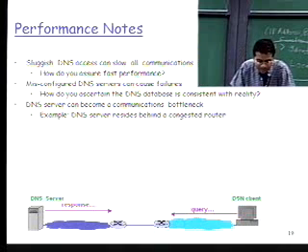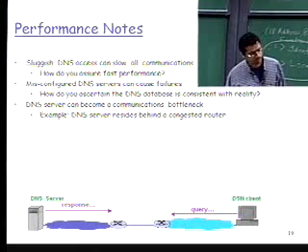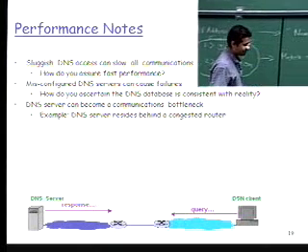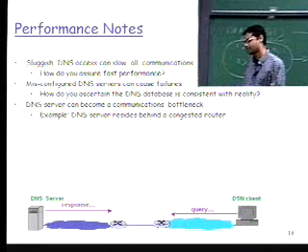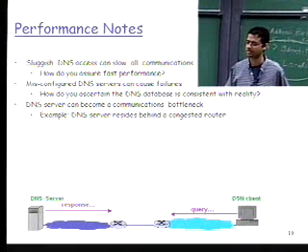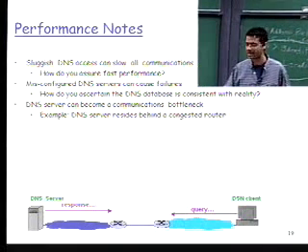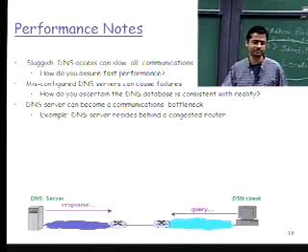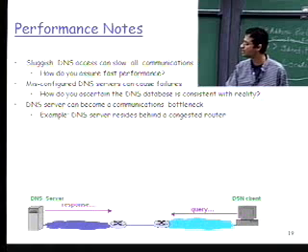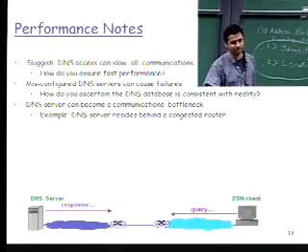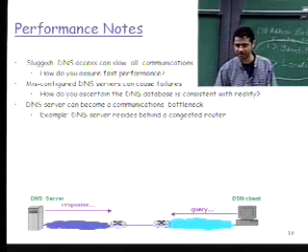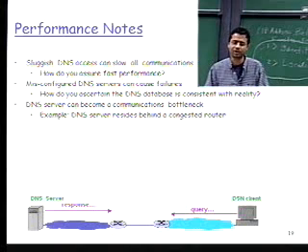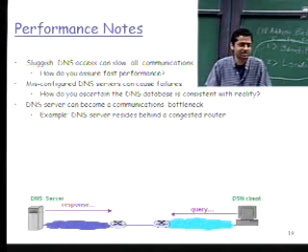DNS servers also become communications bottlenecks. Often people have measured that when you're doing web browsing, the maximum amount of time is spent resolving a host name rather than actually downloading a web page. Once you have the right hostname IP address, bandwidth is not the bottleneck anymore, at least if you have a broadband connection. The bottleneck becomes just doing this directory mapping.